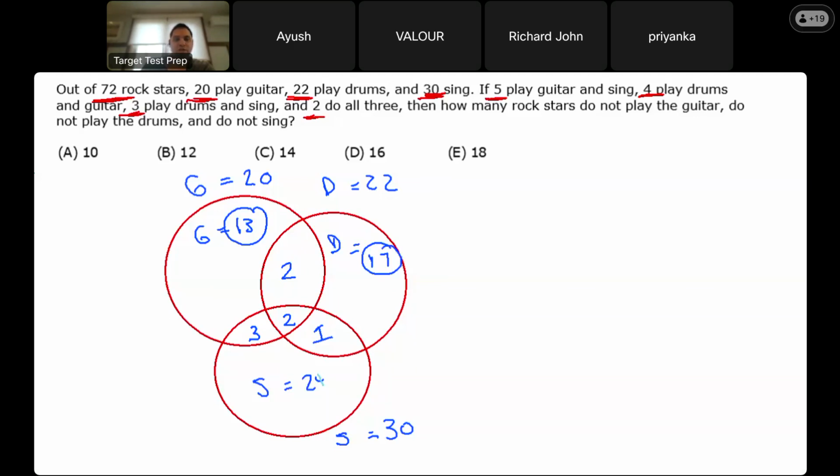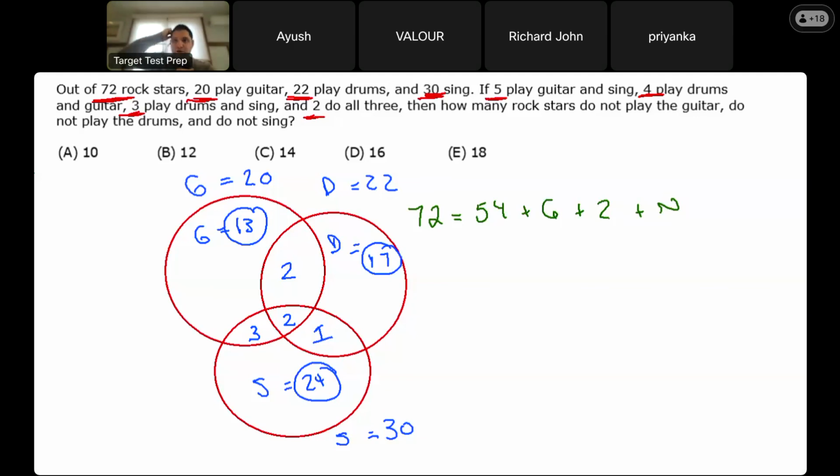So now you can make this really nice equation where you have 72 is equal to 13 plus 17 plus 24. So that's the sum of the onlys. That's going to give us 30 plus 24, that's going to give us 54, right? Plus the sum of the doubles. So 2, 3, and 1. That's going to give us 6. Plus the triple, which is 2, plus the neither, if there is one, and there's not, right?